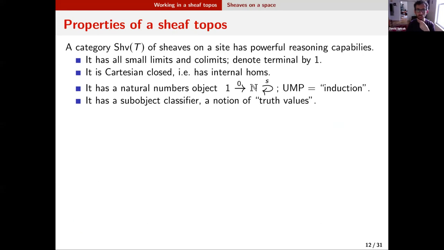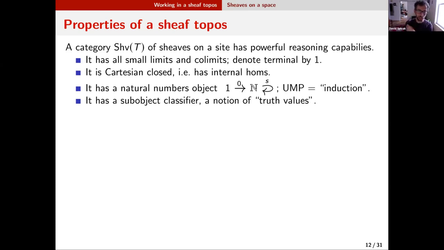So sheaf toposes are really great. The reason everyone's talking about them and saying they're such convenient categories is that they have very powerful reasoning capabilities, whereas a lot of other categories don't. A sheaf category has all limits and colimits. It's also Cartesian closed, meaning that if you have two sheaves, then the Hom set between them is actually a whole Hom sheaf. So you can continually remain in sheaves, even though you're doing all sorts of operations that feel set theoretic.